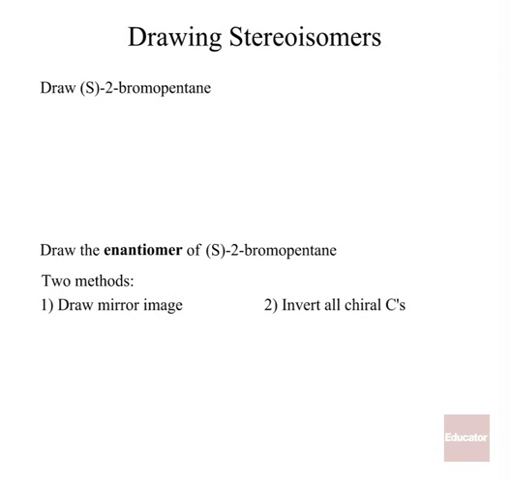Let's get some practice drawing stereoisomers. Let's say we were asked to draw S-2-bromopentane. How could we do that? Well, we could draw pentane, 1, 2, 3, 4, 5. So there's pentane. And on carbon 2, we have a bromine. And what we're going to need to decide, what are our two choices? Well, that bromine can either be a wedged bond or it can be a dashed bond. And only one of them is going to have the S configuration.